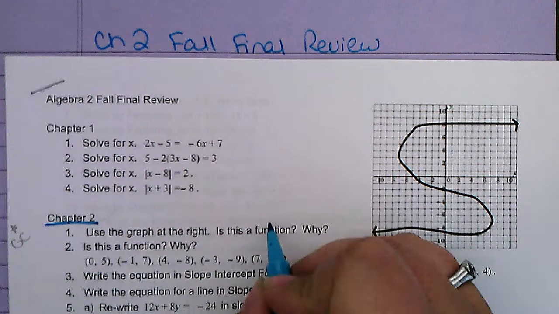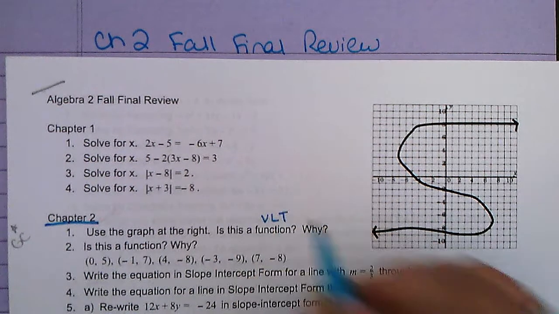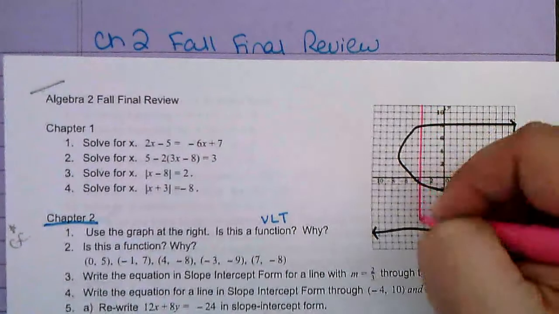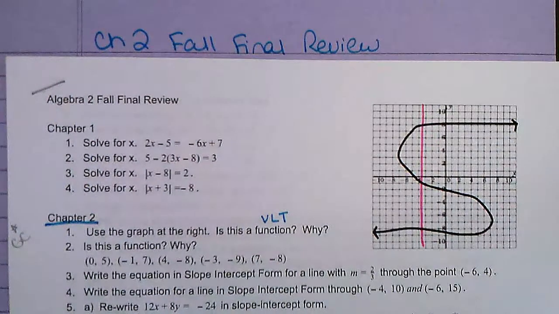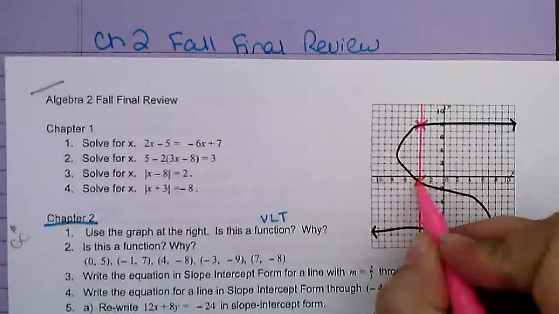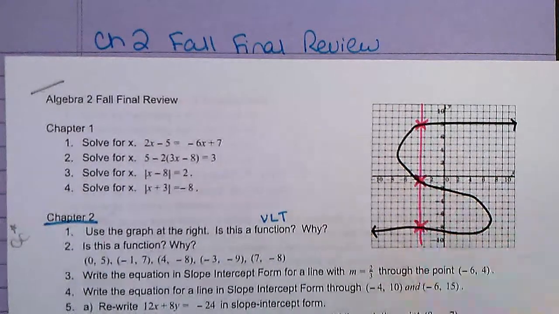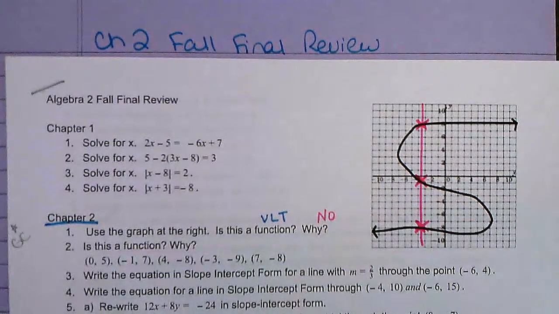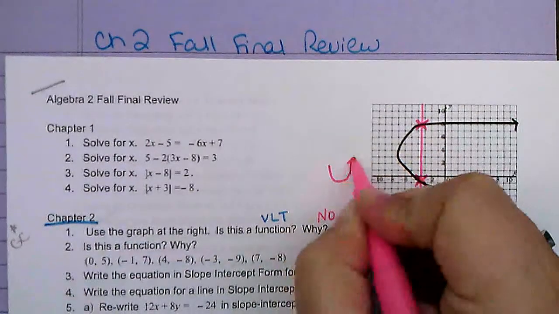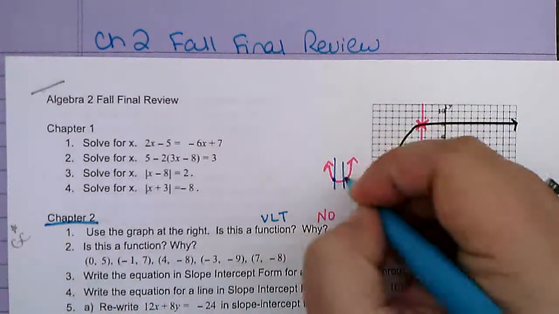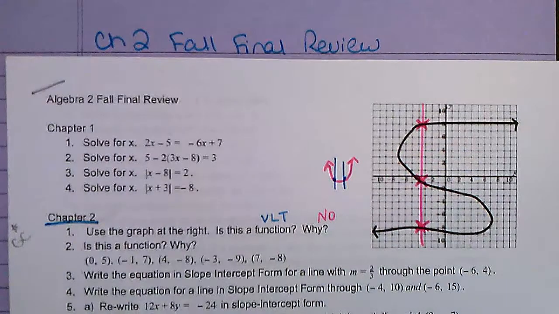Well, to tell if this is a function, we need to look at the vertical line test, the VLT, vertical line test. The vertical line test says if I can draw a line that's vertical, obviously called vertical, and it can touch my shape, whatever shape it is, in more than one spot, then it is not a function. Now, if I had maybe like a parabola and I drew vertical lines, see, those only hit in one spot, so that would be a function.